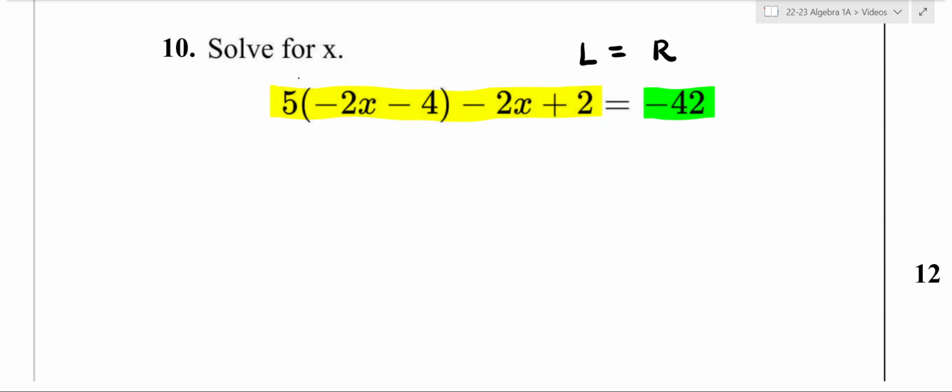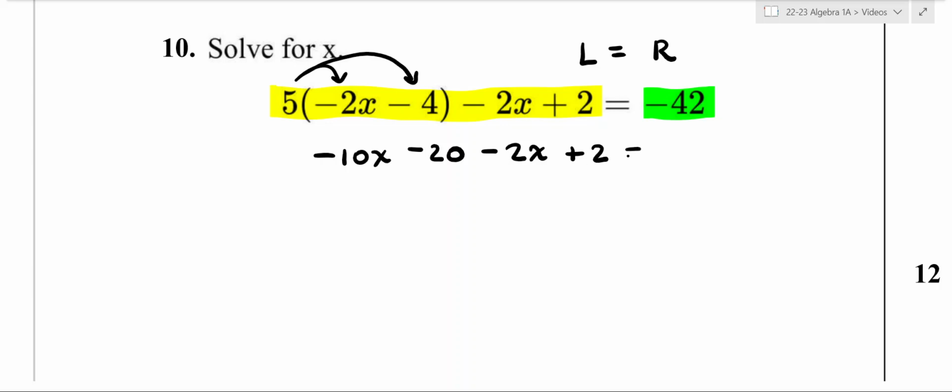The first thing is going to be distributing the 5 into the set of parentheses. So 5 times negative 2x is negative 10x. 5 times negative 4 is negative 20. We didn't touch these two terms, so we're going to rewrite them. All right, this is still the right side, and this is still the left-hand side.